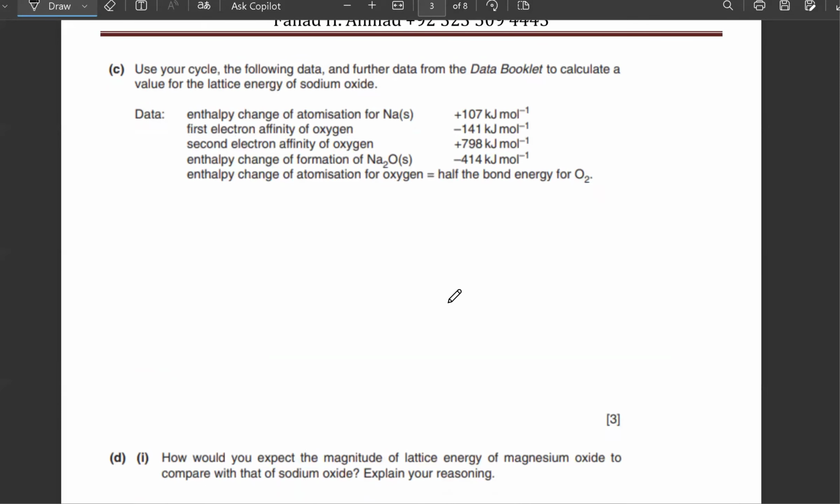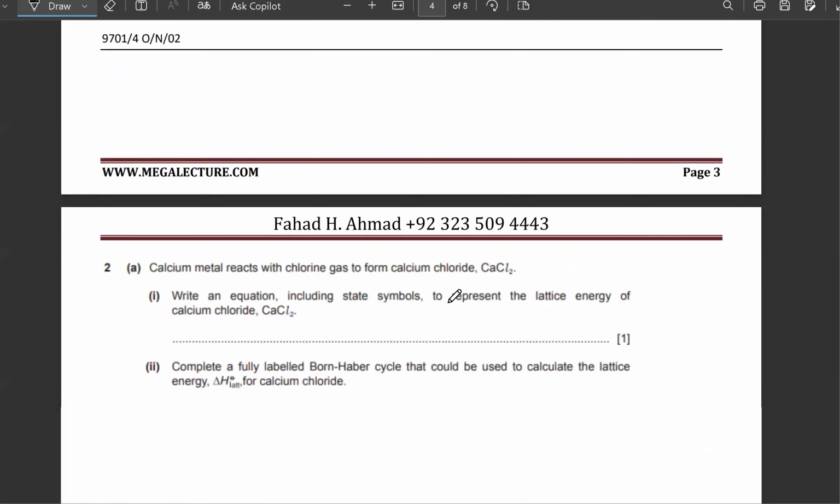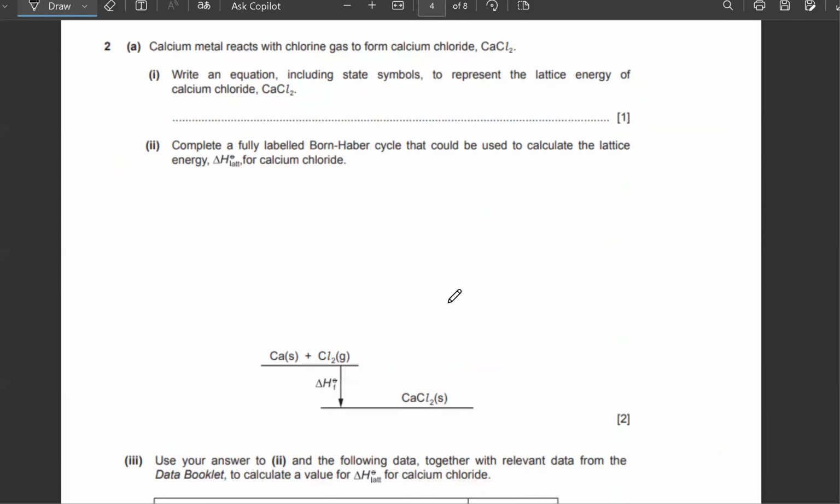That's again sodium oxide, so that's a repeating question, so we're going to skip that. Over here they've indicated that you have to complete a fully labeled Born-Haber cycle. In the previous case, I just atomized it in one step and ionized everything in one step. Now I have to draw a fully labeled Born-Haber cycle.